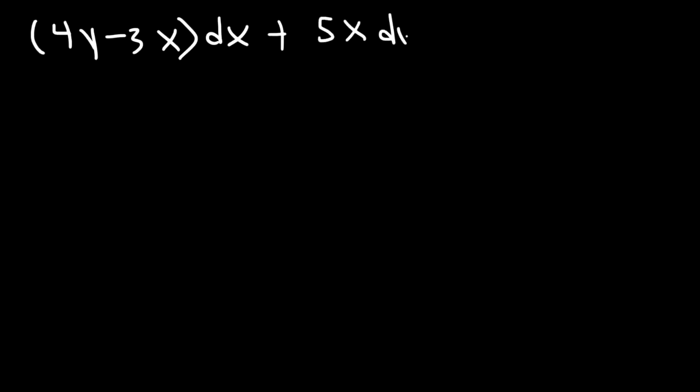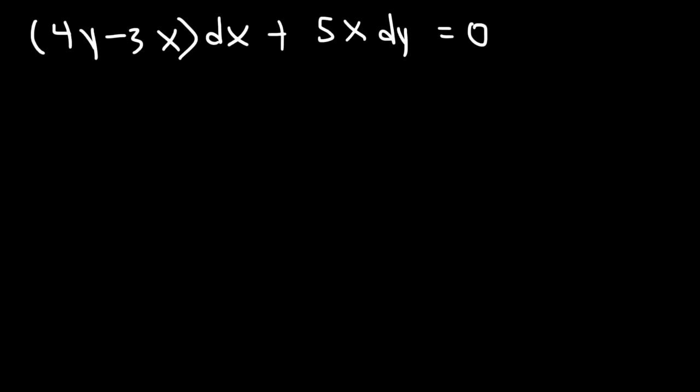Now let's move on to our next example. So let's say we have 4y minus 3x times dx plus 5x dy, and this is equal to 0. If it's in this form, how can we solve the differential equation? So we need to put it in standard form, and to do that we need to get y prime.